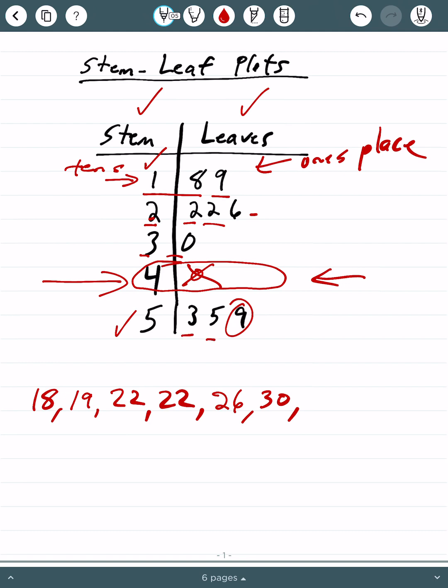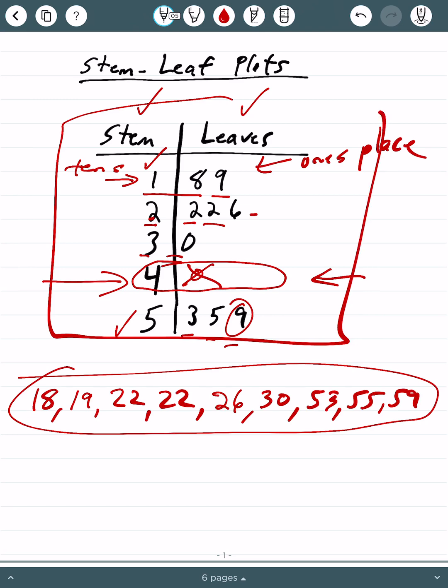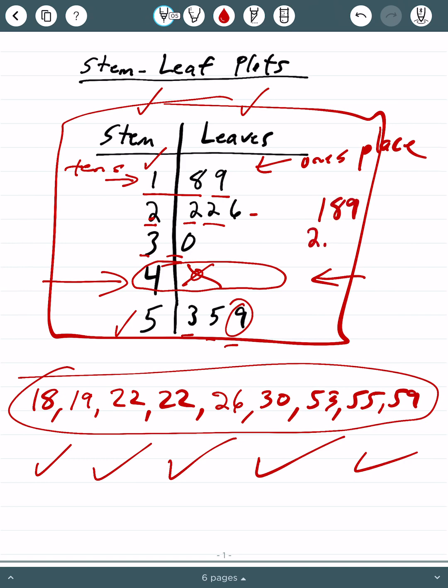I see a 53, 55, 59. Okay, there's your numbers. You have just taken the data out of a stem leaf plot and showed what it meant. That would be a great TCAP question, okay? They can't make you draw a stem leaf plot because TCAP is multiple choice, but they could very easily draw this and make you tell what the numbers are. And some kids can't do that. Some kids will put 189, 2,226. No, that's not what that means, okay?